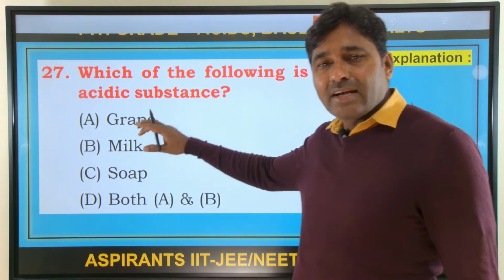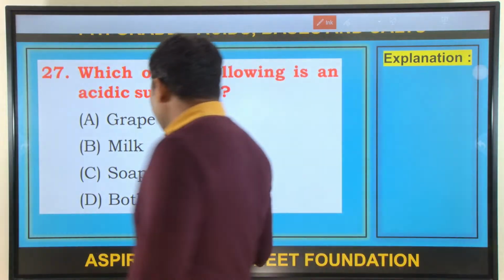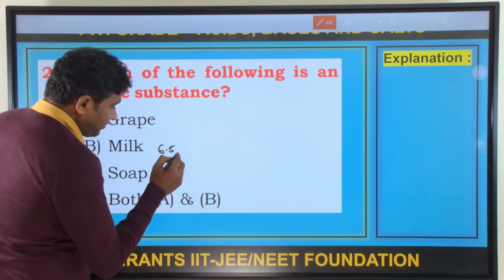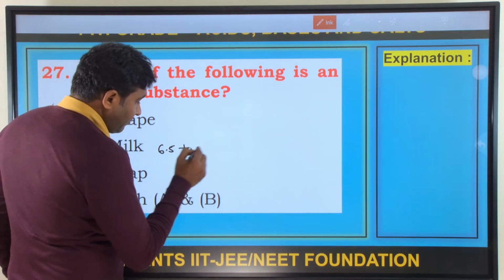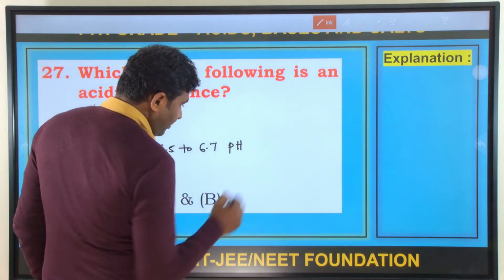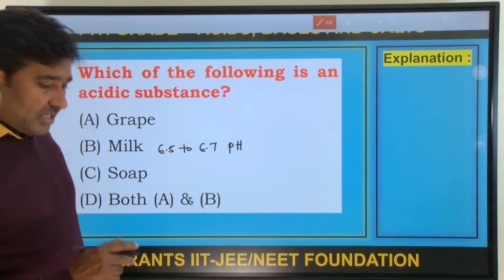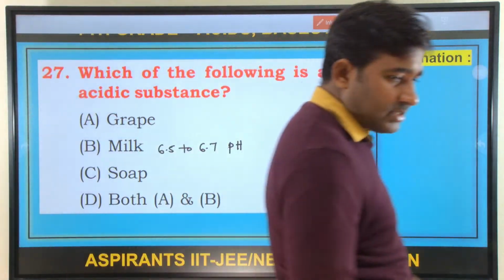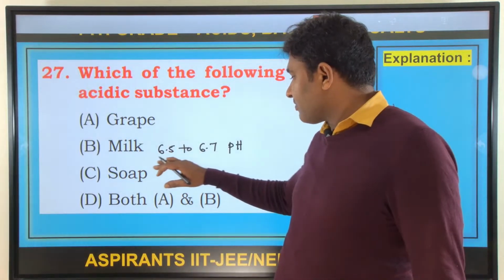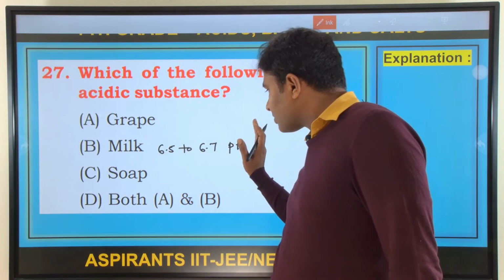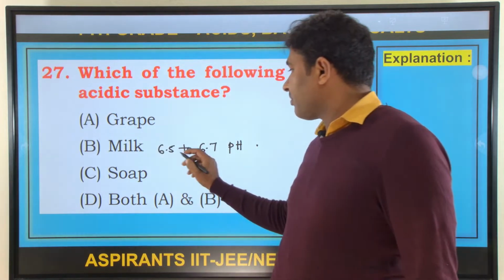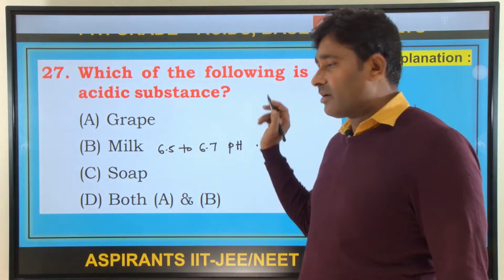Milk is also slightly acidic in nature because the pH of milk is 6.5 to 6.7. We know pH up to 7 is acidic, and above 7 is basic. But here the milk pH range is very close to 7, very close to neutral, but not 7. It is less than 7. That means milk is slightly acidic in nature.